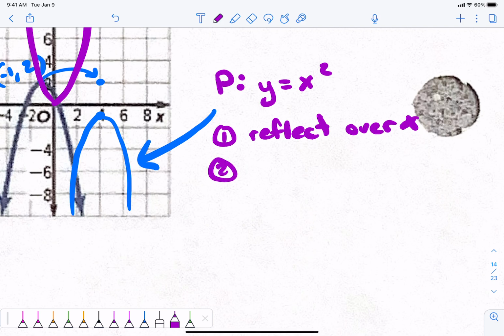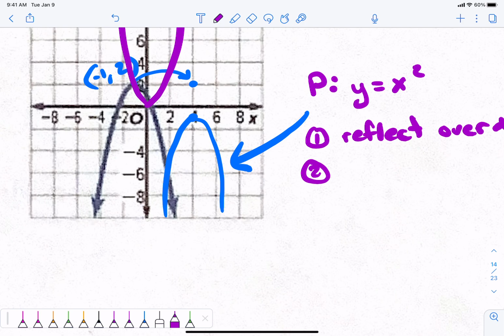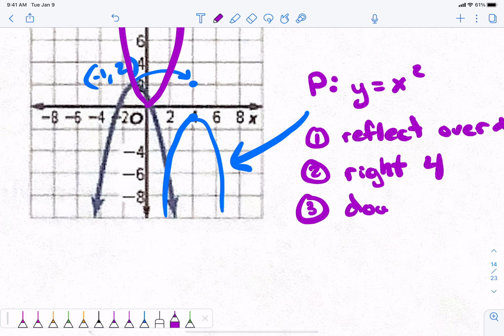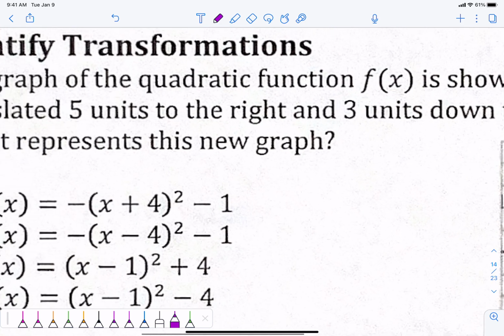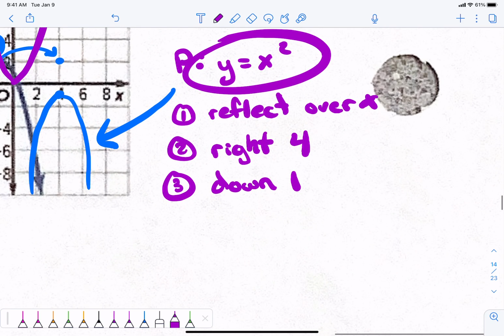Okay, number 2, we've shifted it which way? Right 4. We've shifted it to the right 4, right? And the third thing we've done is down 1, okay? We're going to incorporate all of those things into this function and see which answer it is, A, B, C, or D. So let's figure this out. If I take that and reflect it over the x-axis, it will become negative x squared, right? That's reflect over the x-axis.